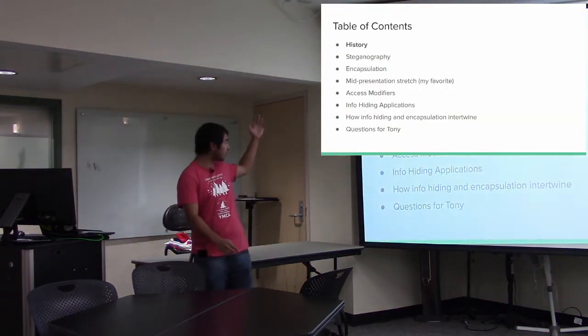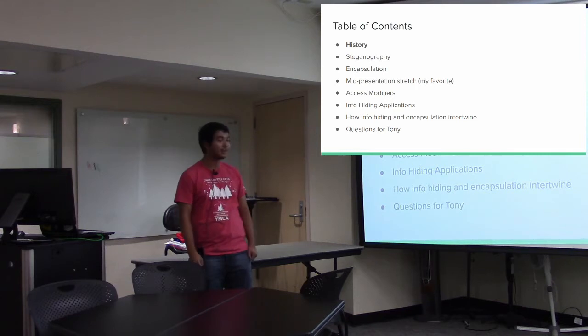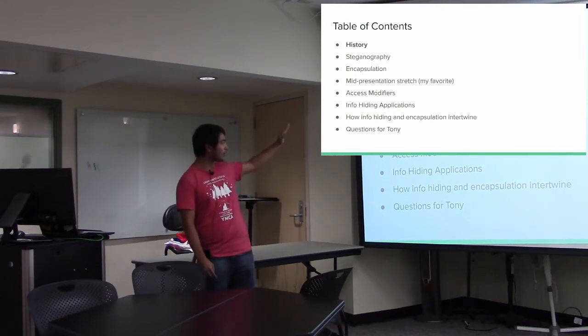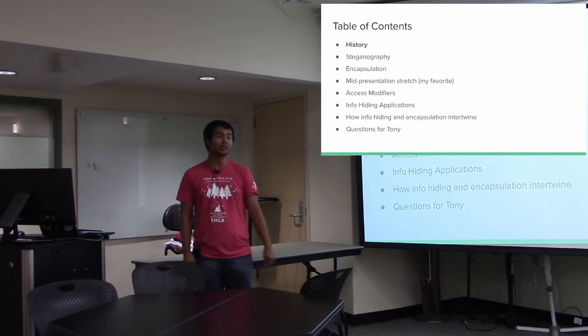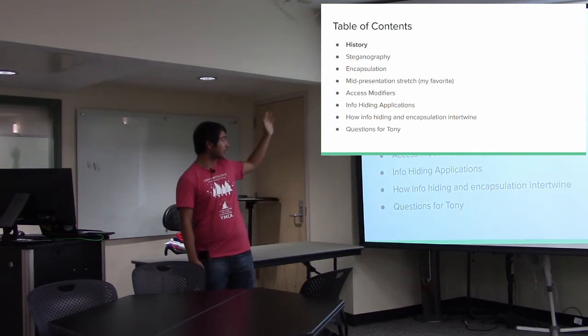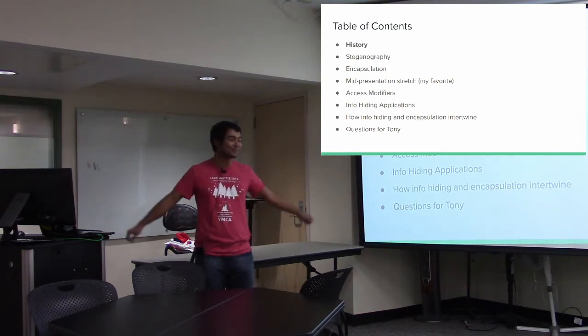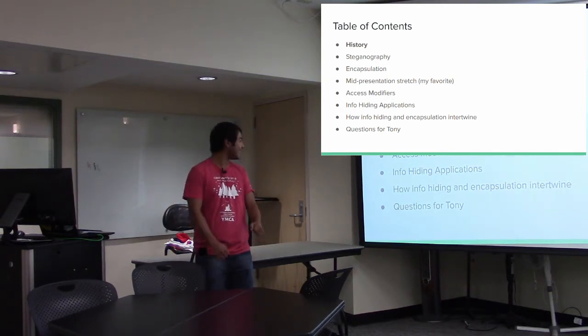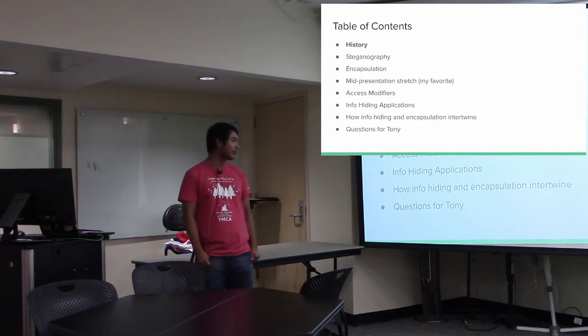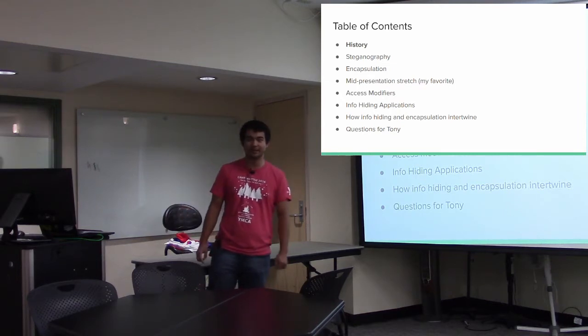Here's the table of contents for the presentation today. I'll constantly give you a timeline of where we're at. First I'll give you history, and then I'll talk about steganography and encapsulation. In the middle we're going to do a stretch because these tend to get long, and that's my favorite part. Then we're going to talk about access modifiers, information hiding applications, and how it intertwines, and any questions you might have at the end.